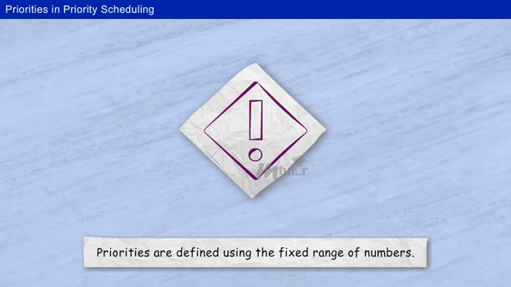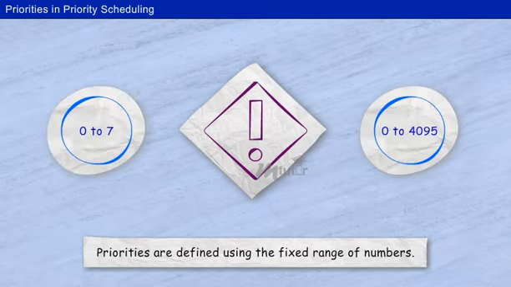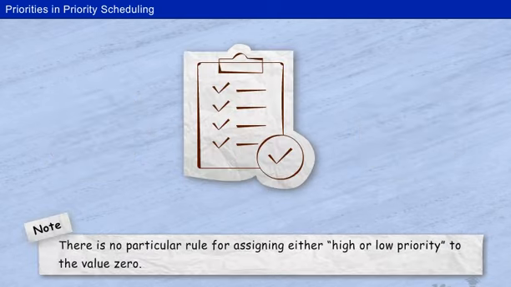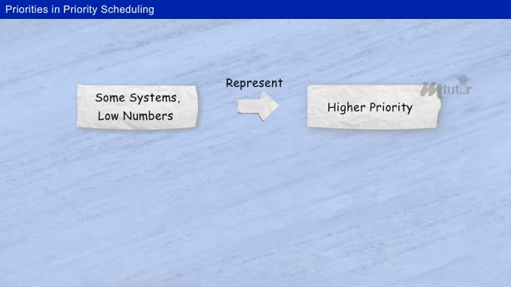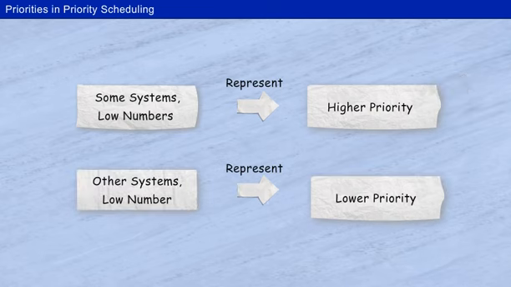Generally, priorities are defined using a fixed range of numbers like 0 to 7 or 0 to 4095. There is no particular rule for assigning either high or low priority to the value 0. In some systems, low numbers are used to represent higher priority, while in other systems, they are used to represent lower priority. In most cases, the lower numbers represent higher priority. We will also follow the same in our examples.